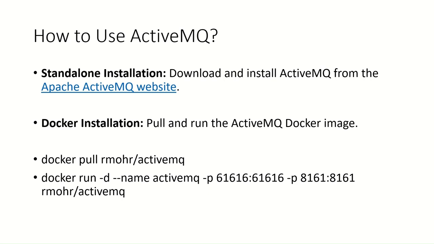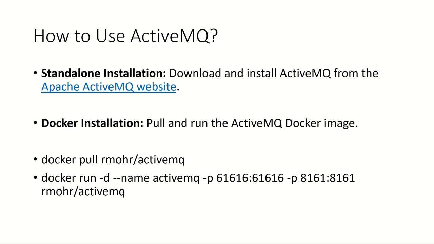Now coming to the next slide, here we have listed how to use ActiveMQ. The first step is installation of ActiveMQ on your machine. There are two ways you can install it. The one is standalone installation. For that, you have to go to the Apache ActiveMQ website, and there you will find the steps to install standalone ActiveMQ. First of all you have to download the ActiveMQ files and then install them. We are not going to do a standalone installation here.